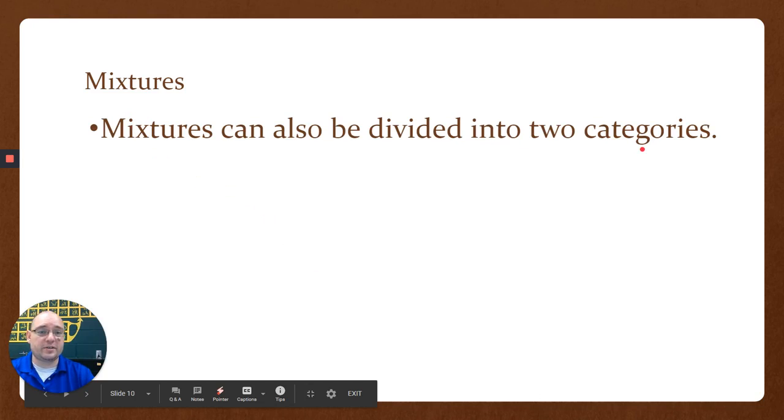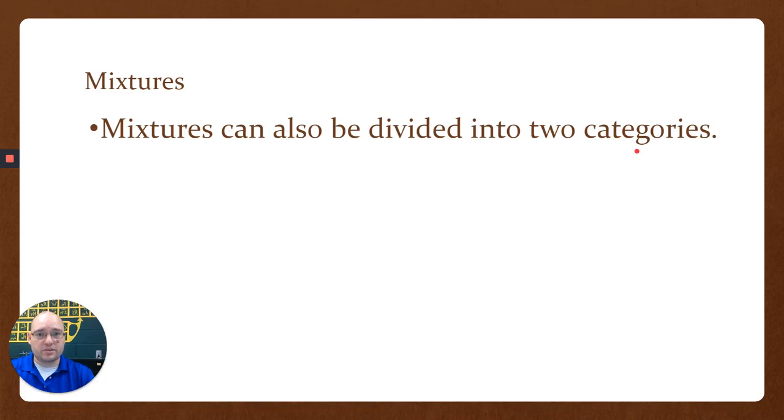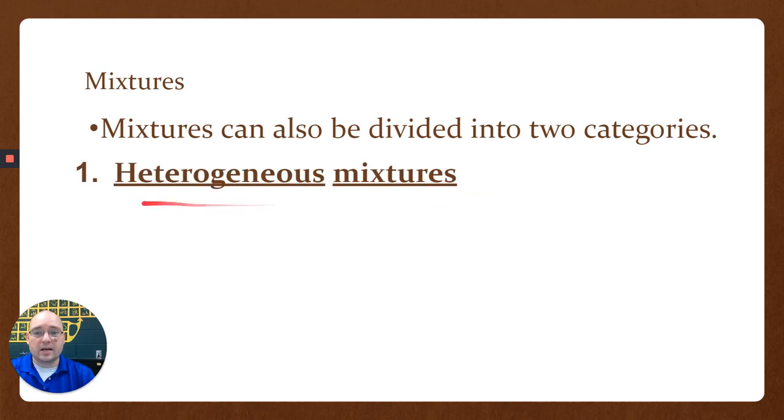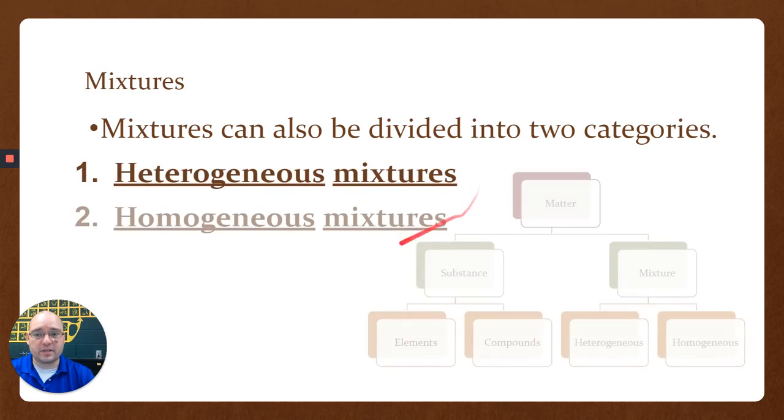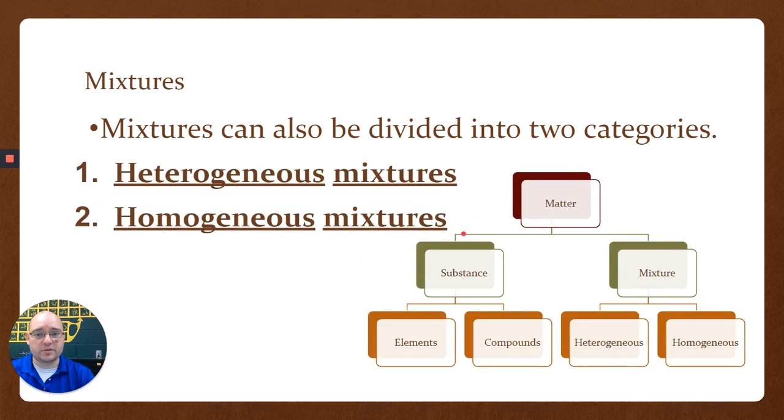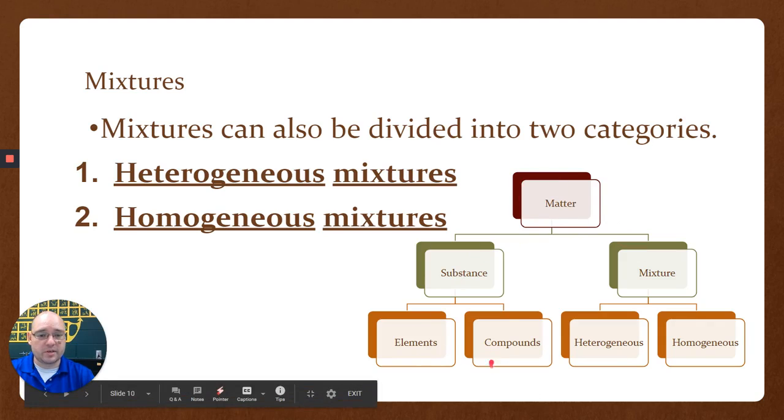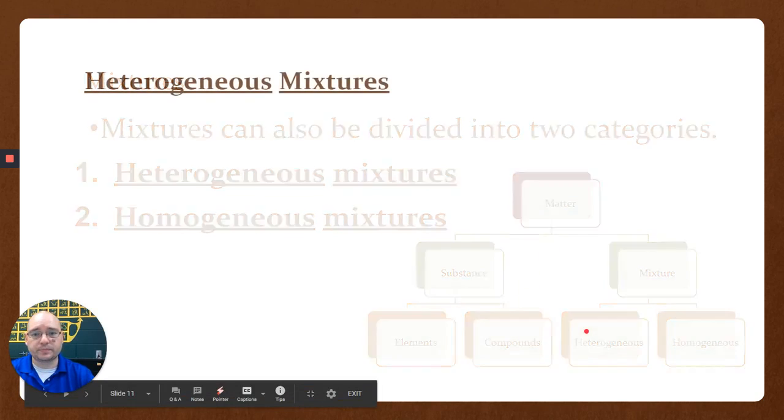mixtures are also divided into two categories. So there are two different ways of classifying mixtures, just like there are two different ways of classifying substances. Heterogeneous mixtures and homogeneous mixtures. So again, matter, substances, elements, compounds, or a mixture is either heterogeneous or homogeneous.